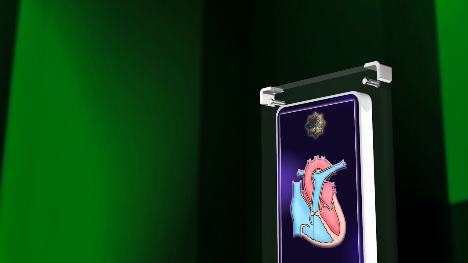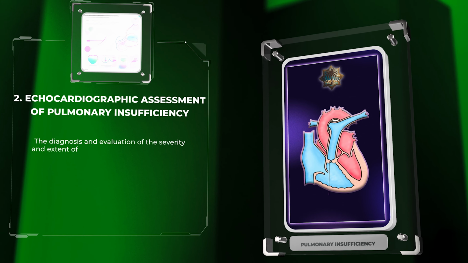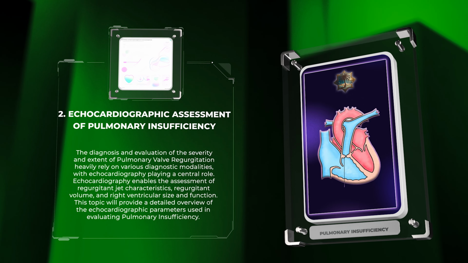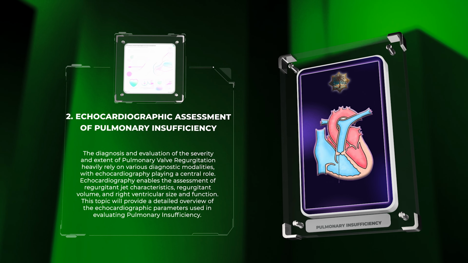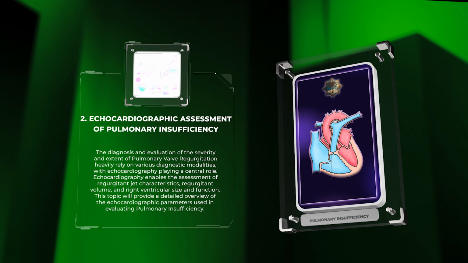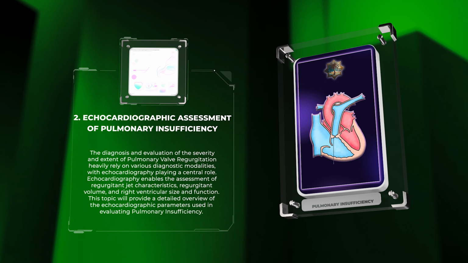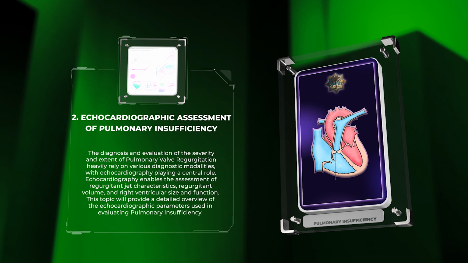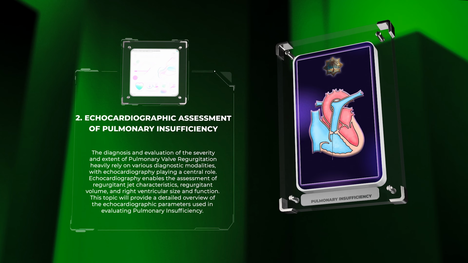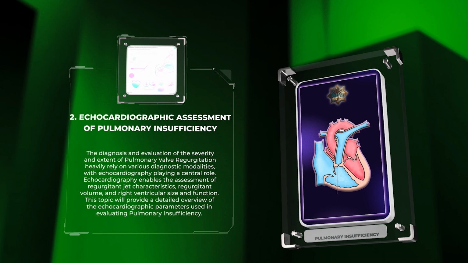The diagnosis and evaluation of the severity and extent of pulmonary valve regurgitation heavily rely on various diagnostic modalities, with echocardiography playing a central role. Echocardiography enables the assessment of regurgitant jet characteristics, regurgitant volume, and right ventricular size and function. This topic will provide a detailed overview of the echocardiographic parameters used in evaluating pulmonary insufficiency.